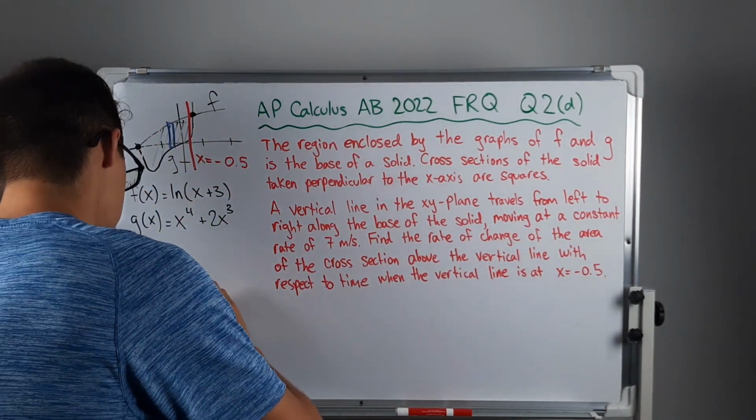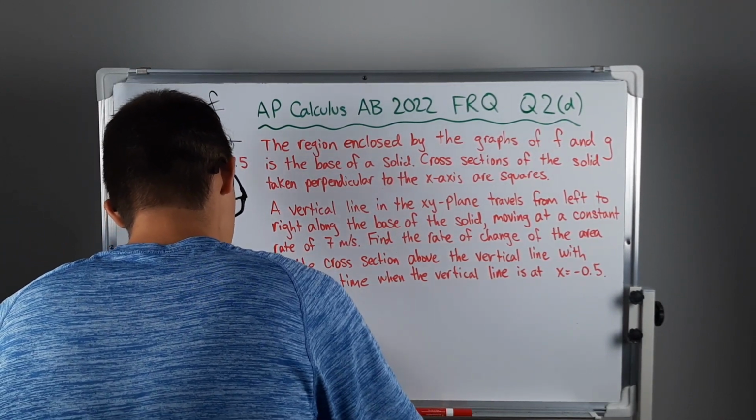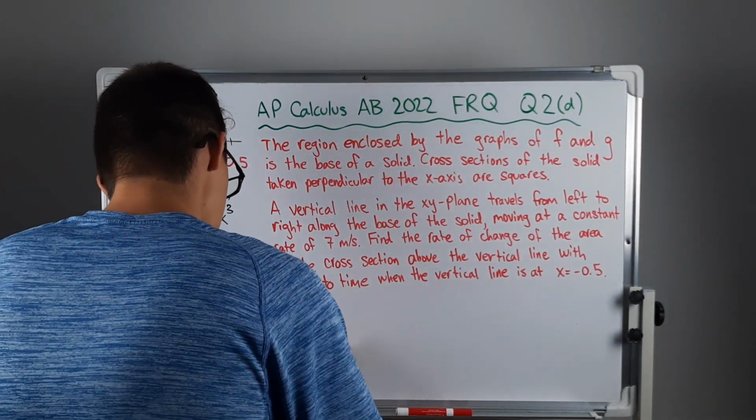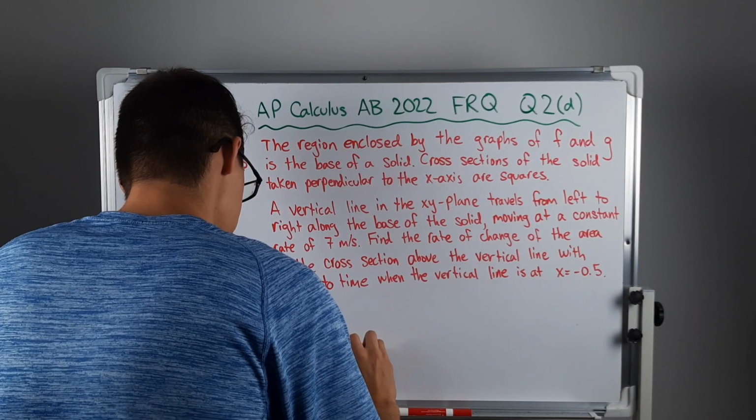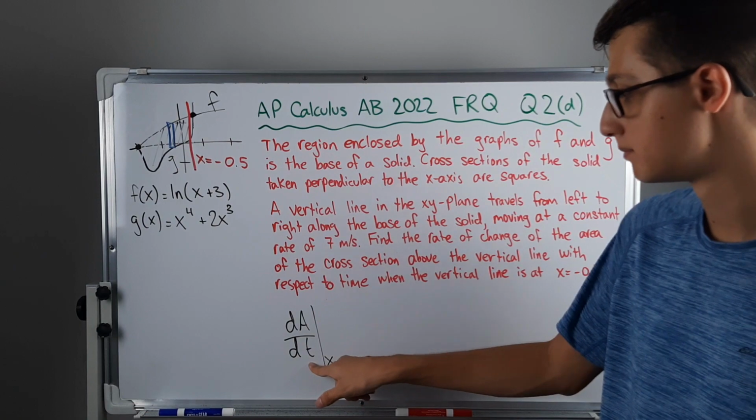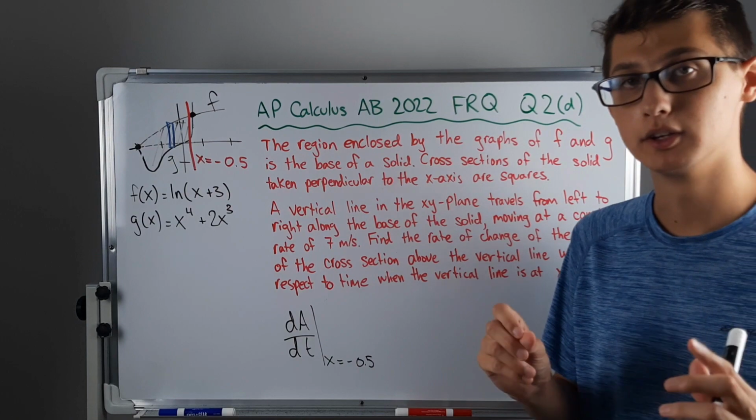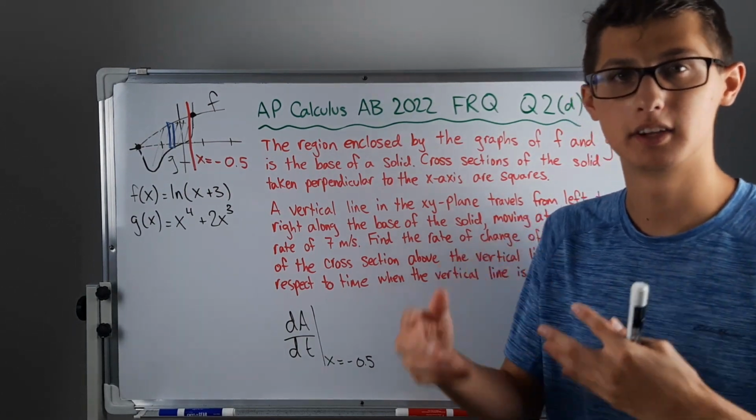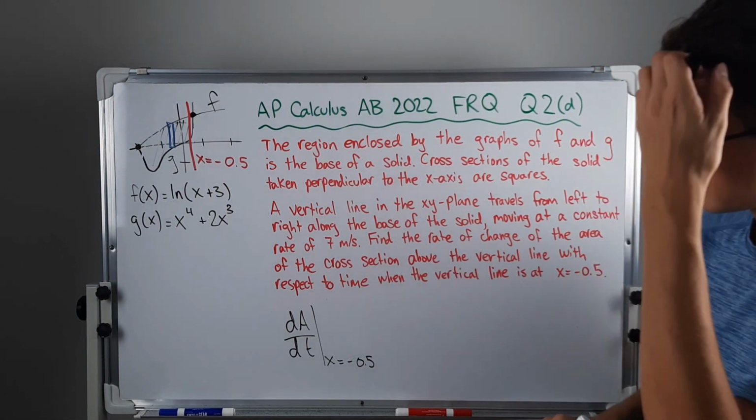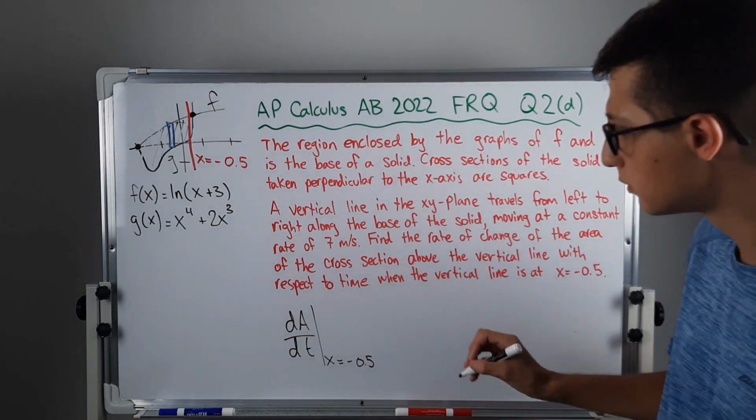So they're looking for, let me just do it down here, dA over dt, the derivative of area with respect to time, at x equals negative 0.5. So here's a problem: time and x. We don't know the relationship between time and x, but we can do a little bit of a trick here to convert this into something that we can work with better. So what if we want to have something in terms of x somewhere here?